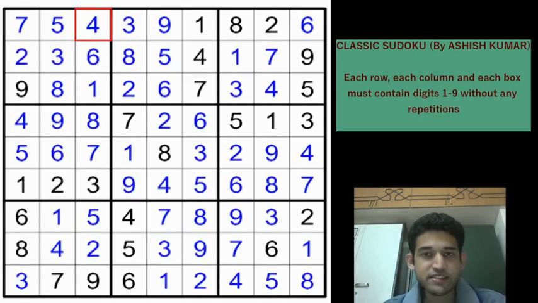So hope you guys had fun watching me solve this Sudoku, and do let us know in comments if you had any difficulty following this wing technique. This is a really good technique, and with practice you can easily spot wings in a classic Sudoku, and that will definitely add to your arsenal of skills in solving a classic Sudoku.